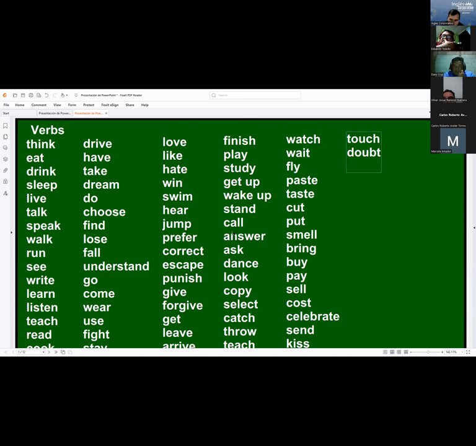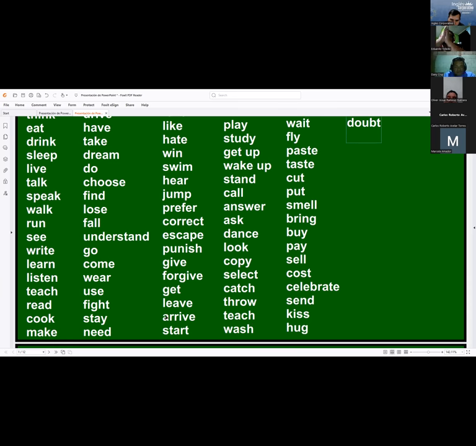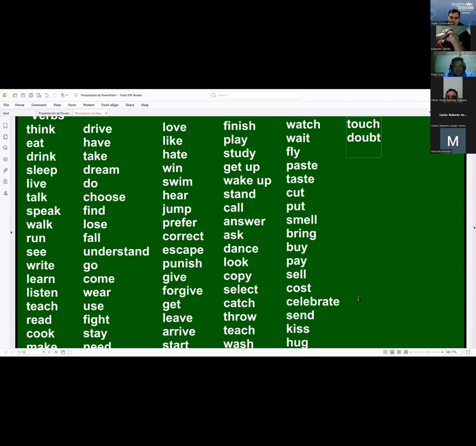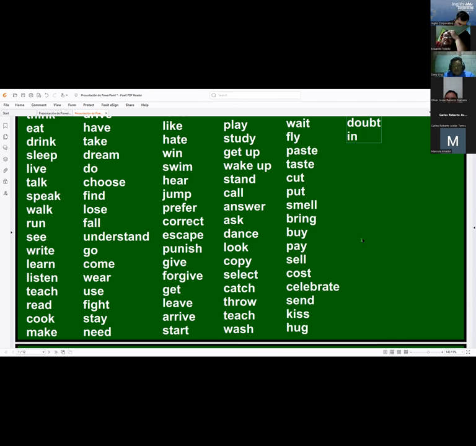Arrival is in this one, in this line. We said leave and arrive. Introduce. Easy. Understand. Begin. We have understand here. Easy is not a verb. Clean. We don't have clean. Forget. Learn, we have learn here.